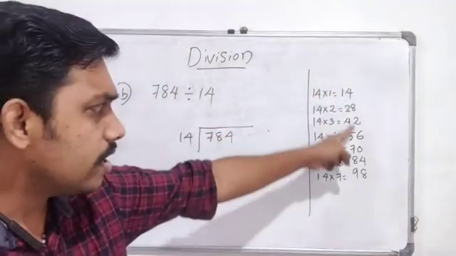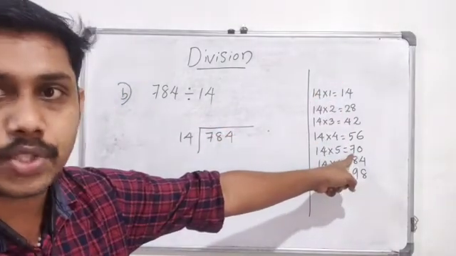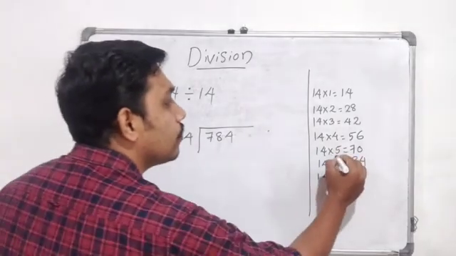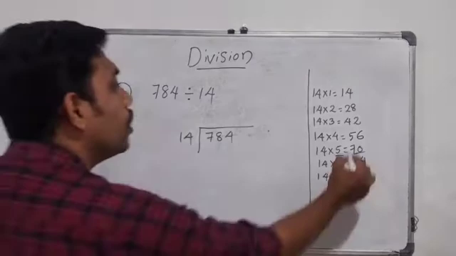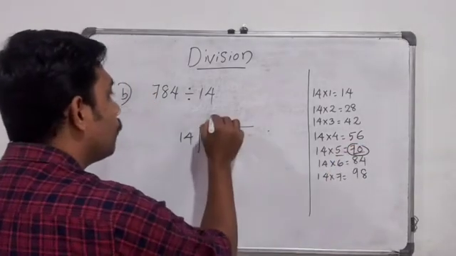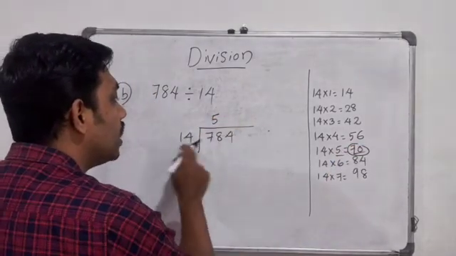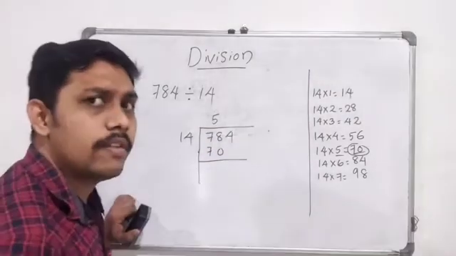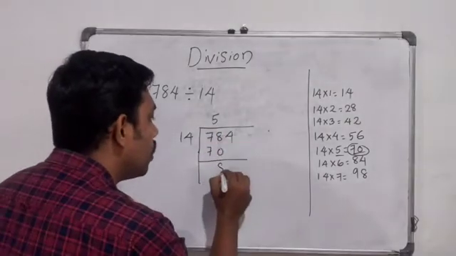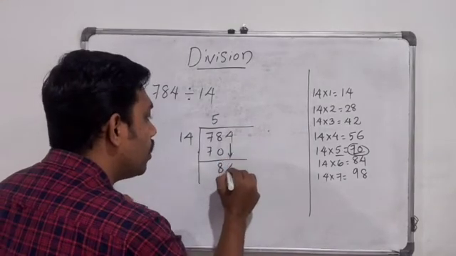So look here, 70. We need to take 5 times 14, which becomes 70, isn't it? So the answer 5 goes in the quotient. 5 14s are 70. Now we subtract 8 minus 0, which is 8, and then 4 brings down 84.